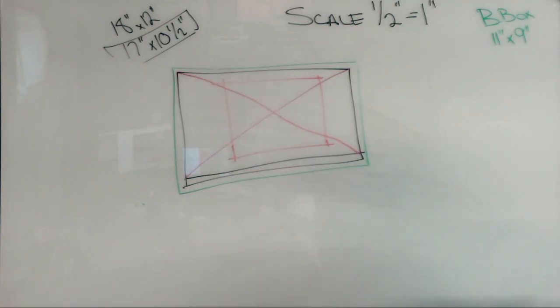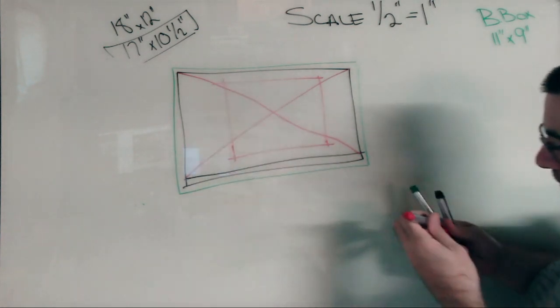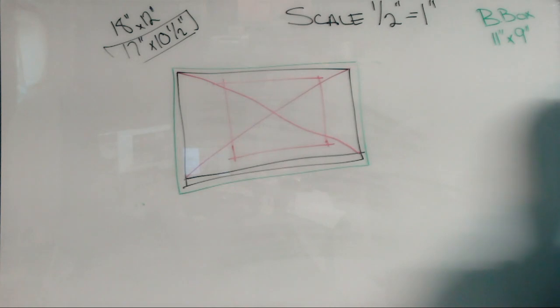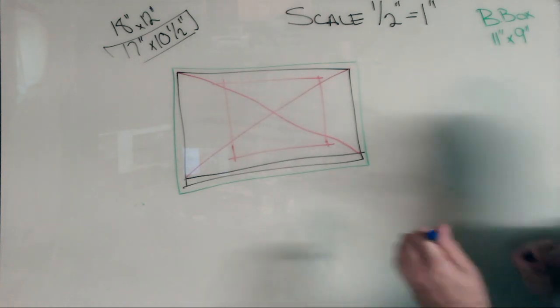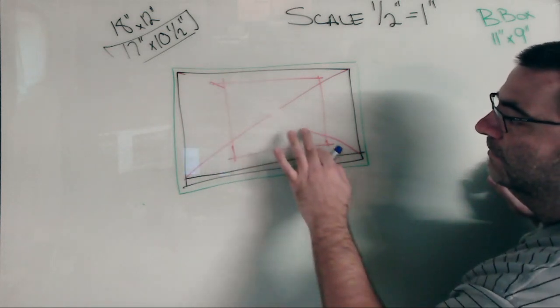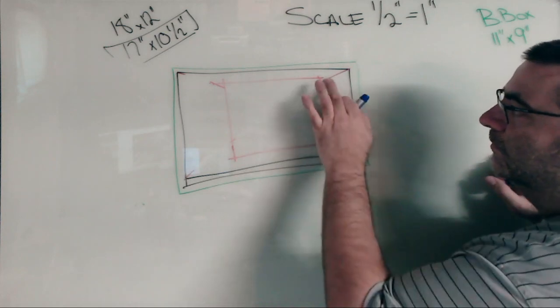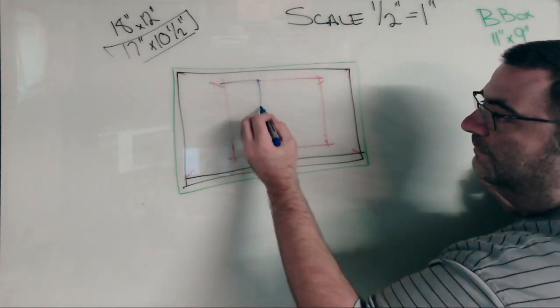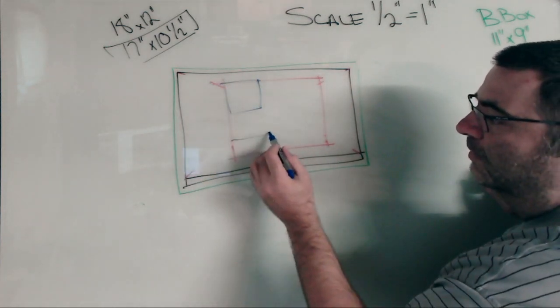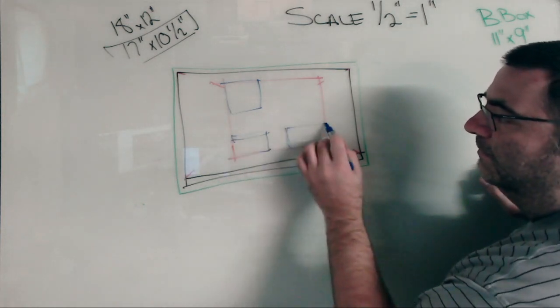So what I know from that point is my top view. I have a different color marker. Once I get there, I'm going to erase out all of this red. I'm going to draw in my top view, I'm going to draw in my front view, and I'm going to draw in my side view.